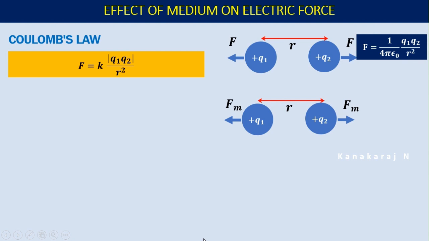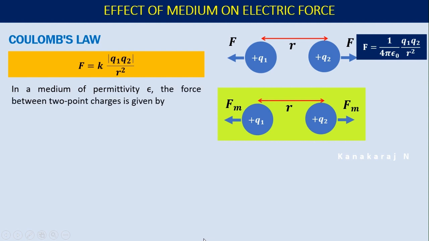So now I am placing the same system in a medium of permittivity epsilon. Now the force decreases to Fm, right? Let us see why it decreases. In a medium of permittivity epsilon, the force between the two point charges is given by Fm equals 1 by 4 pi epsilon Q1 Q2 by r square. Since this epsilon is always greater than epsilon naught, what you understand from here is that Fm is always less than F.